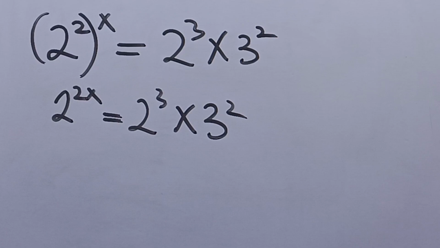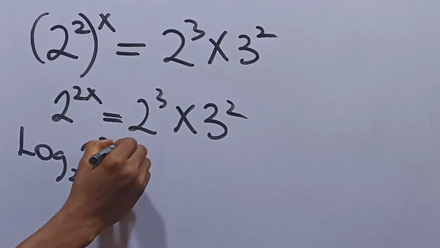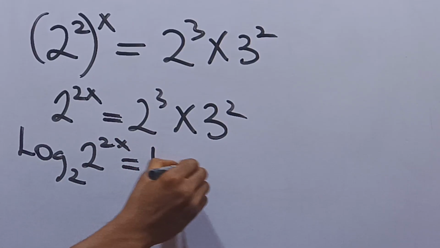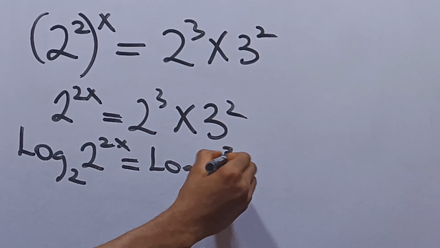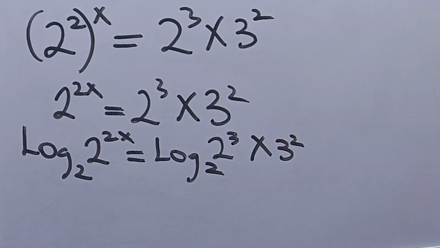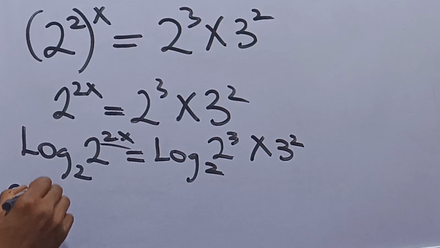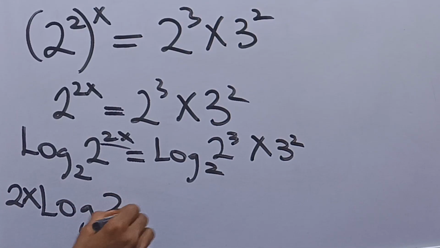Let's take the logarithm of both sides in base 2. We have logarithm in base 2 of 2 raised to the power 2x is equal to logarithm in base 2 of 2 raised to the power 3 times 3 raised to the power 2. When you have this, you multiply the power with the log. So we have 2x multiplied by logarithm of 2 to base 2.